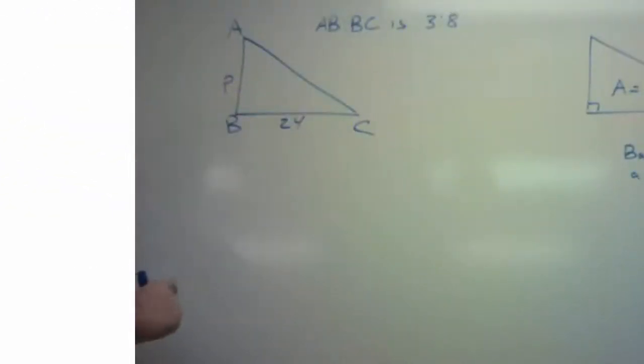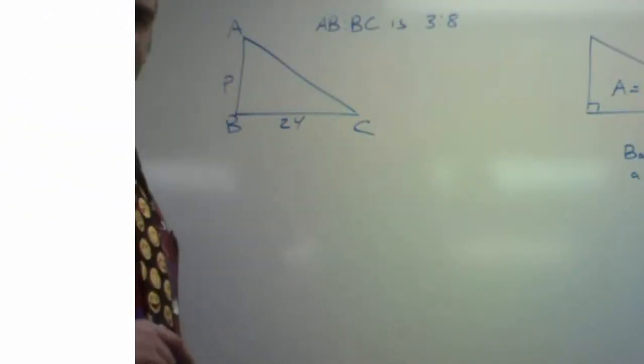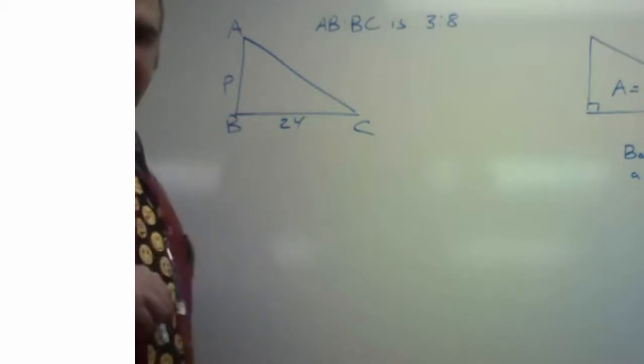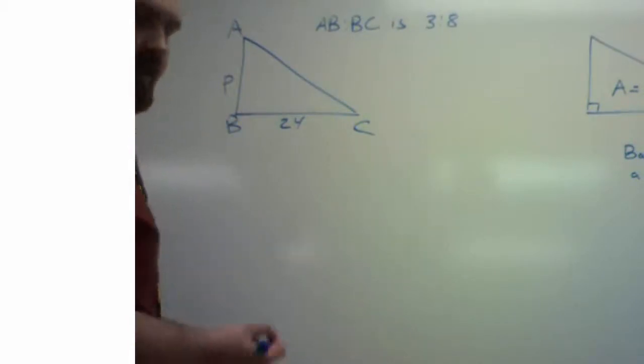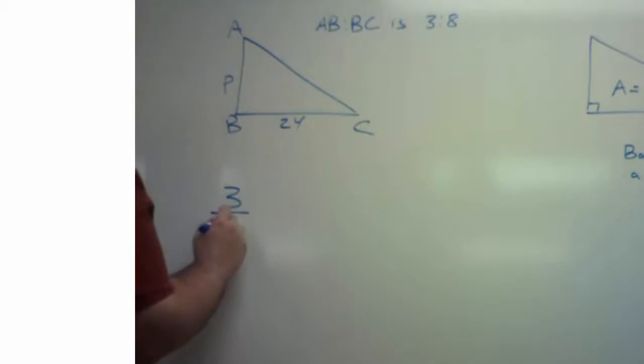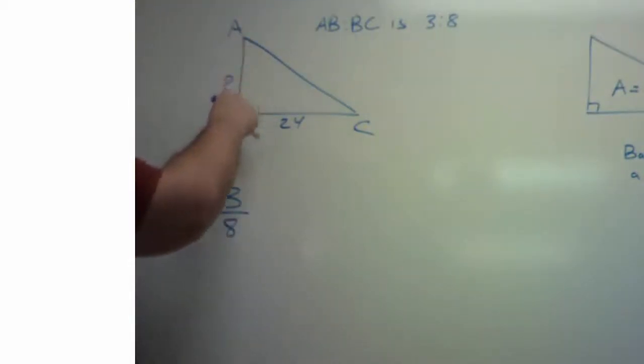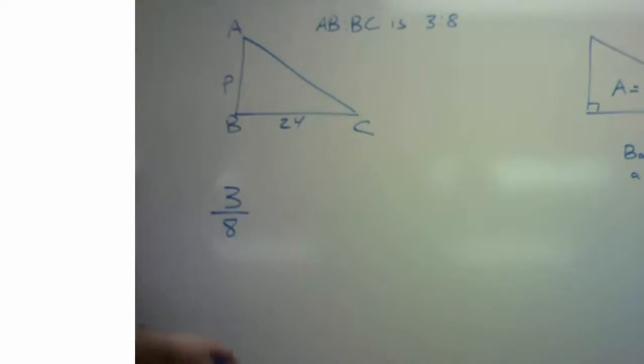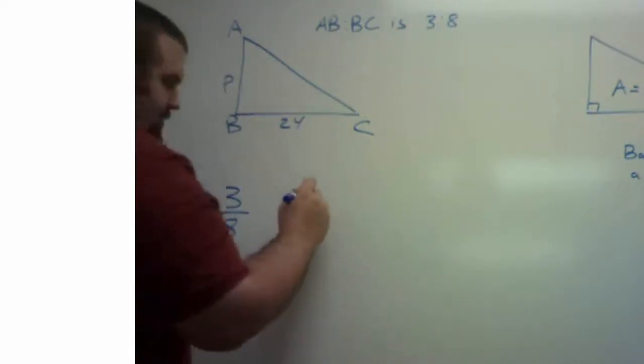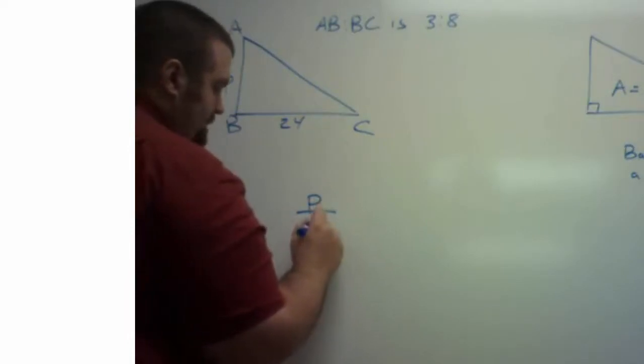Alright, for this example here, I know the ratio of the length of segment AB to the length of segment BC is 3 to 8. I also know, if I look into the diagram, the length of segment AB is P. The length of segment BC is 24. So I also know that this ratio is P to 24.